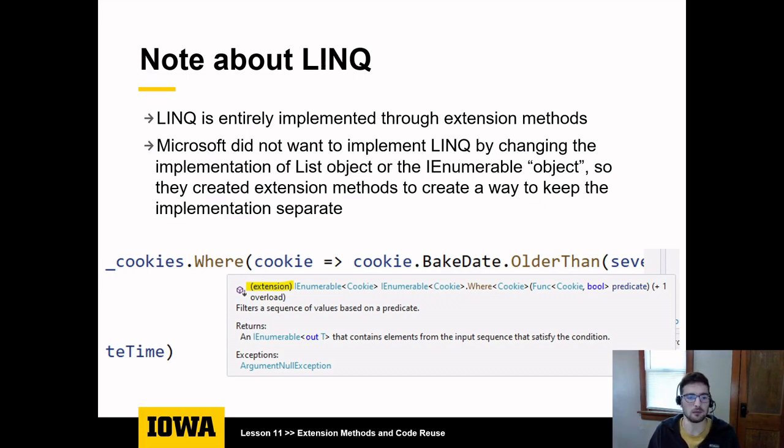So extension methods were kind of a language feature that had to be added to C# in order to provide the functionality we see with LINQ. So kind of an interesting observation there.